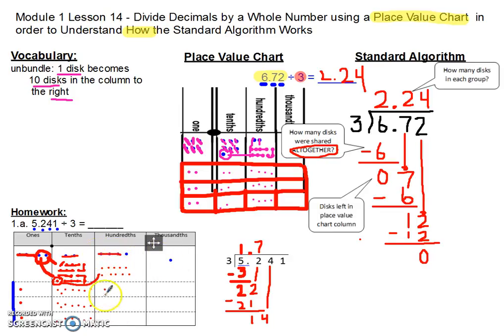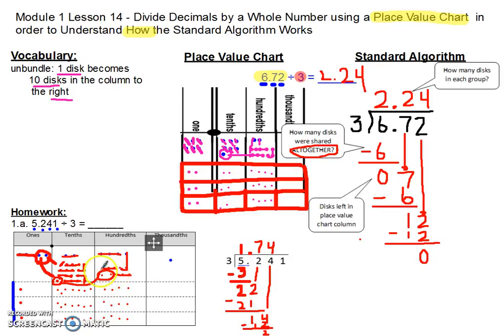So I have my 3, and my next 3, 3, and 3. And I want to make sure that I keep track that I have these 2 left over. So in my standard algorithm, how many in each group is 4, so that goes up top. Then I'm subtracting, I'm running out of room, how many I shared all together, which is 4, 8, and 12, little tiny 12. And 14 minus 12 is 2, which is how many discs I have left.